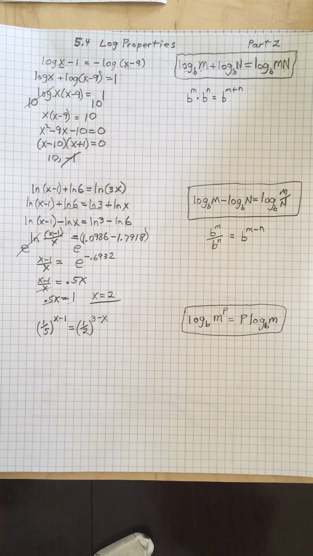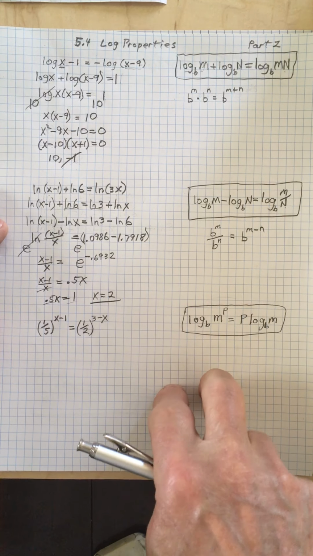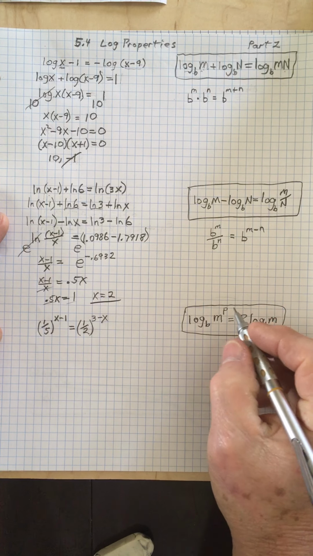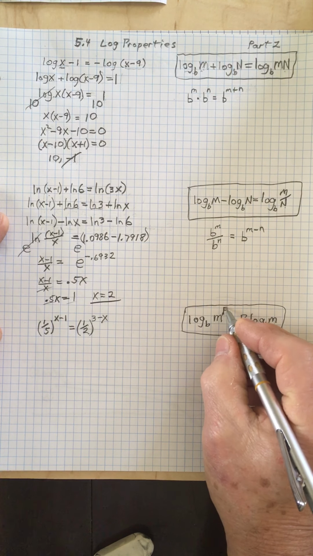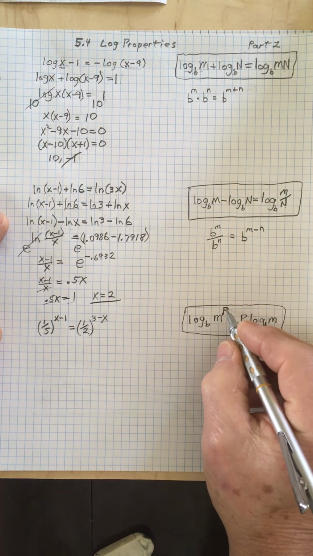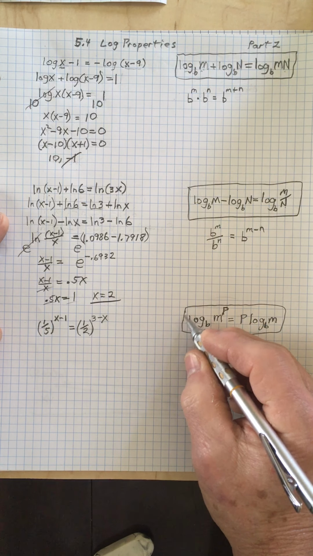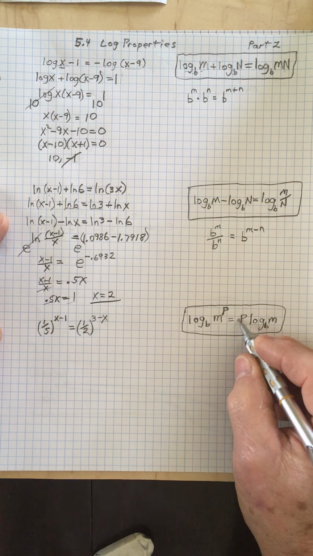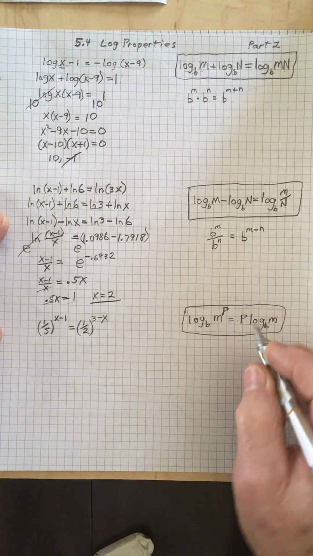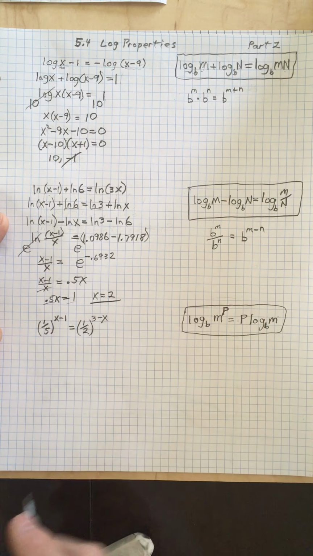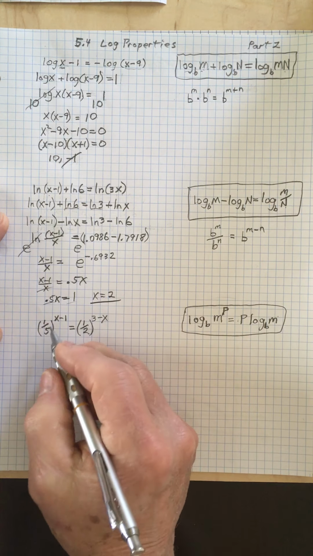Okay, let's look at our final rule. This is an easy one. When you have an exponent on the argument here, you can leave it there or you can move it out front. You can leave it there or you can put it up here. You can move it. Okay, they're equivalent. So let's see how that works here.